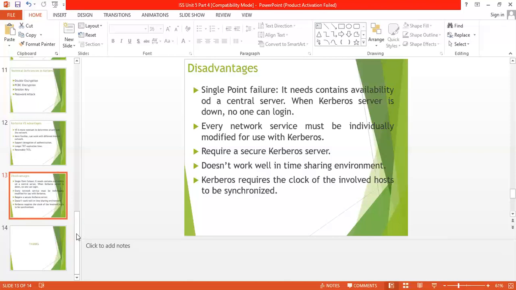So in this lecture we discussed authentication applications and Kerberos version 4 and version 5.